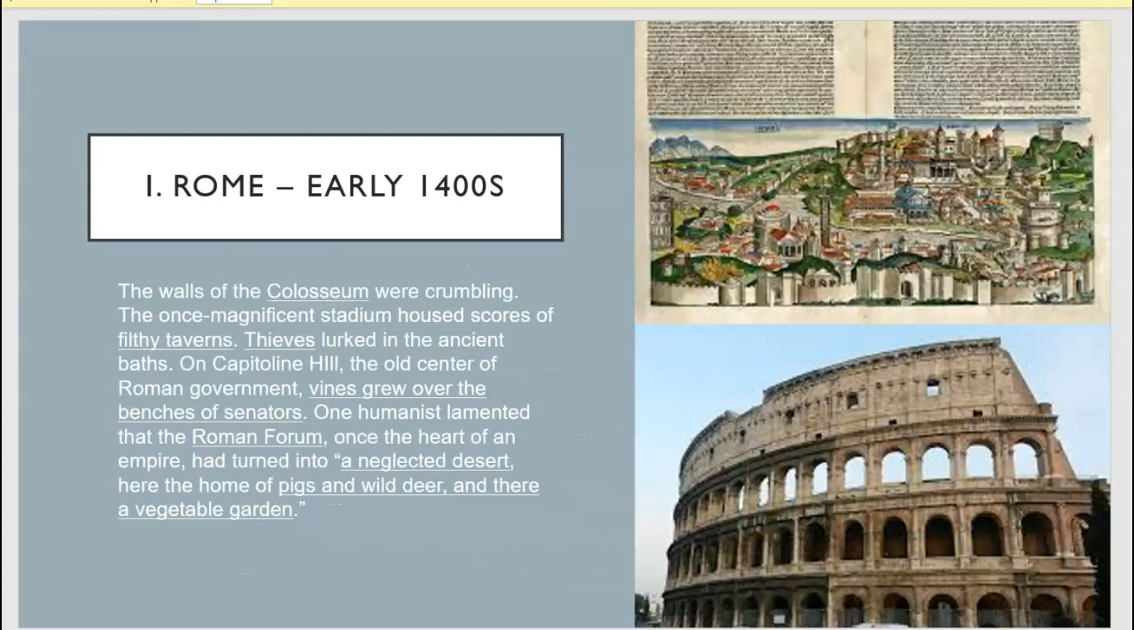Rome in the early 1400s. The walls of the Colosseum were crumbling. The once magnificent stadium housed scores of filthy taverns. Thieves lurked in the ancient baths. On Capitoline Hill, the old center of Roman government, vines grew over the benches of senators. One humanist lamented that the Roman Forum, once the heart of an empire, had turned into a neglected desert, here the home of pigs and wild deer, and there a vegetable garden.